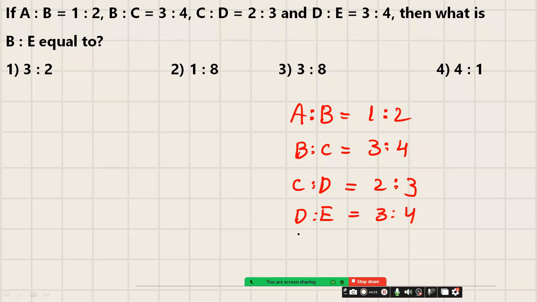Three is to 8, sir. 3 is to 8. Very good. 3 is to 8. Okay, good.